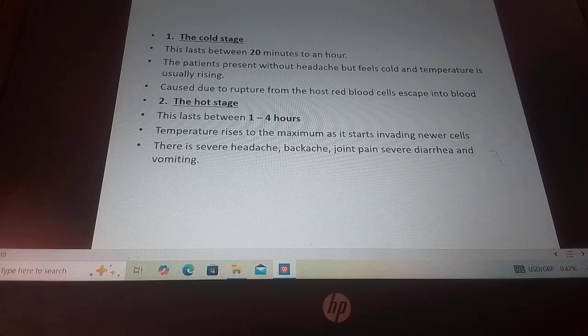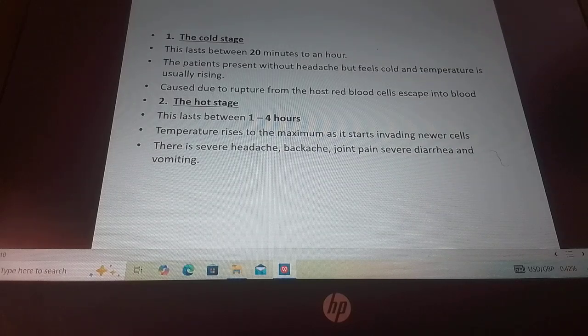This one is caused by the rupture of the host red blood cells, which then escape into the blood. That is the cold stage. Then you have the hot stage. It will last between 1 to 4 hours, and the temperature rises to a maximum as the parasites start invading newer cells.